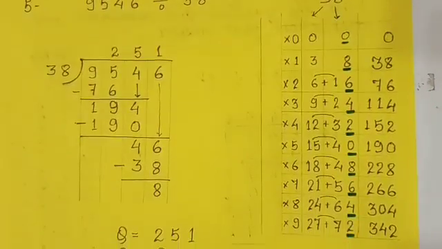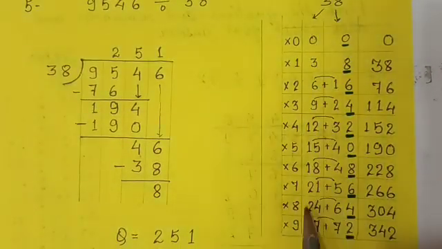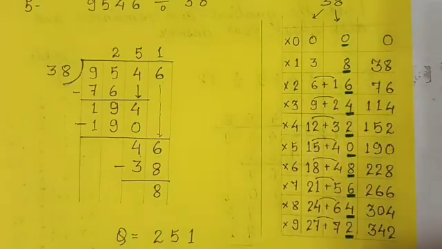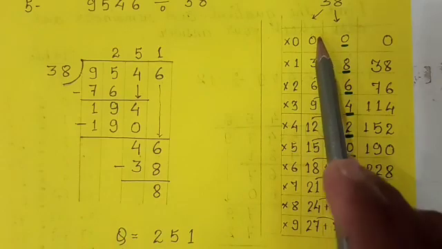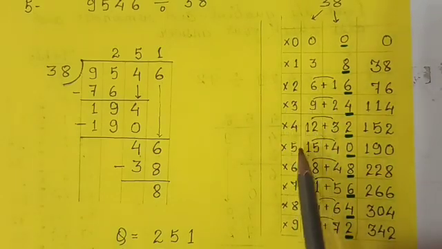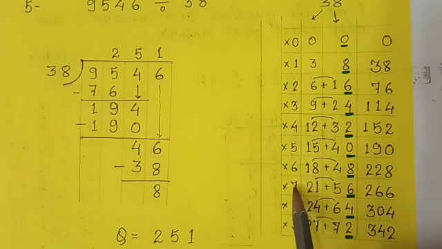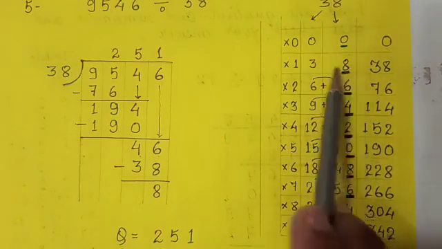First of all, we will see the table of 38. This is the column for writing the table of 3, and this is the column for writing the table of 8. Now, you all know the table of 3. 3 0s are 0, 3 1 is 3, 3 2 is 6, 3 3 is 9, 3 4 is 12, 3 5 is 15, 3 6 is 18, 3 7 is 21, 3 8 is 24, and 3 9 is 27. And you all know the table of 8 also.